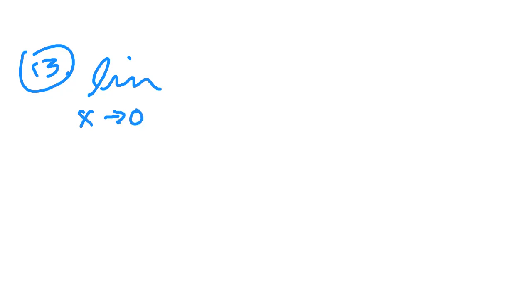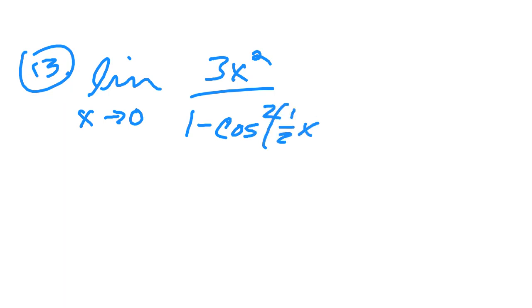So let's try a little more complicated one, number 13. And once again, I would prefer that you try this first just to see what you did. I actually did try this on an earlier version that I was trying to record when I had some technical difficulties. There's a couple of different approaches here that we could take. But ultimately, what we're looking at on number 13 is a limit as x approaches 0 of 3x squared over 1 minus cosine squared of 1/2 x.